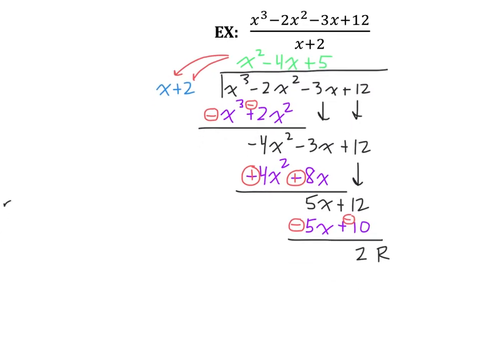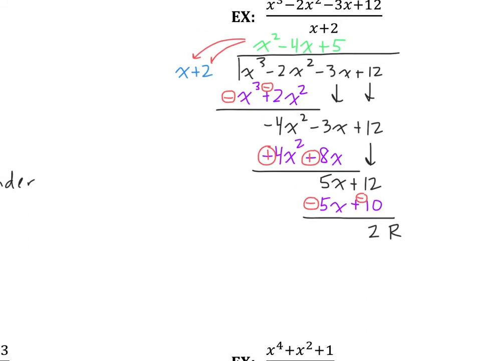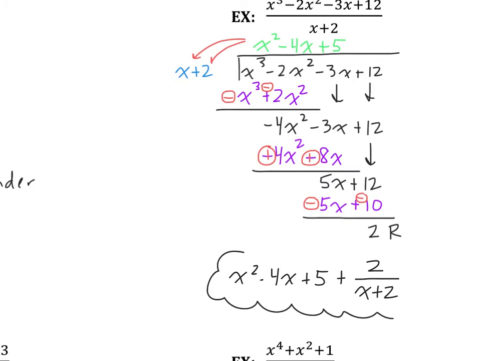So how do we go ahead and state our final answer? Well, our final answer is going to be the green portion on top, x squared minus 4x plus 5. But now how do we take into account that remainder? It's going to be a plus 2 over, what were we dividing by? x plus 2. So there is our final answer here.